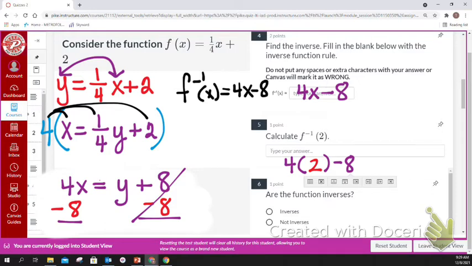And yes, you get 0, so don't think you're wrong. 4 times 2 is 8, and 8 minus 8 is 0. So that is your answer to number 5.